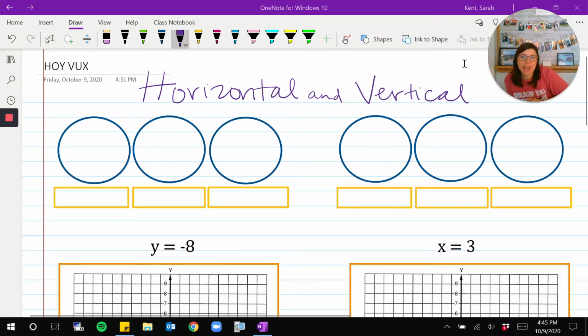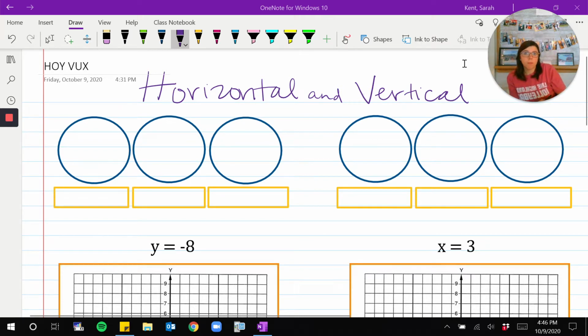All right, today we are talking about horizontal and vertical lines. So what we want to remember is that horizontal are going to be like our horizon. They go across from side to side. It's a flat line. Whereas a vertical line is going to be a line that goes up and down, from bottom to top is vertical.